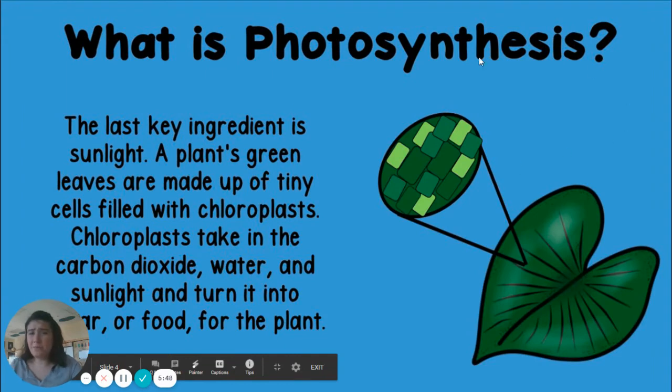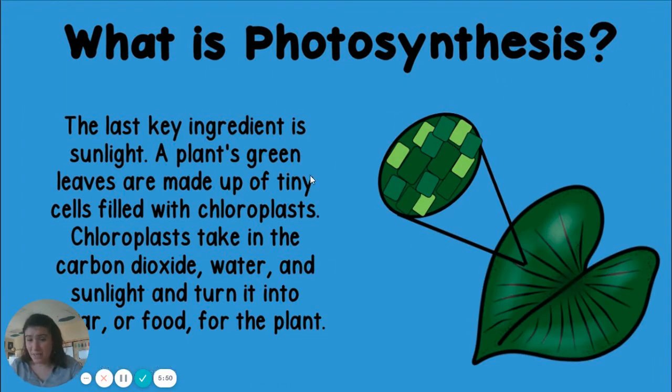Okay, so what is photosynthesis down to the nitty-gritty? The last key ingredient is sunlight. A plant's green leaves are made up of tiny cells filled with what we call chloroplasts.